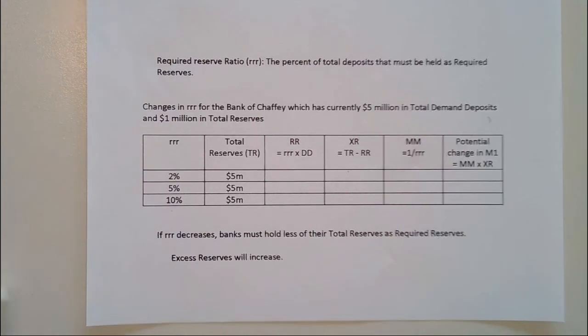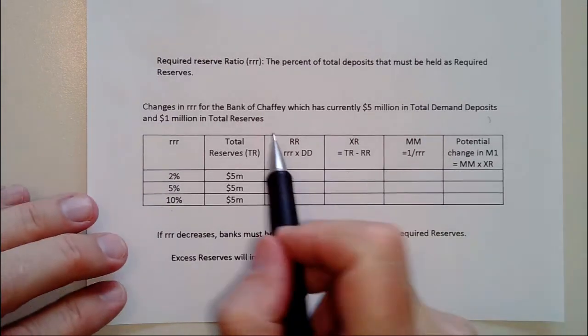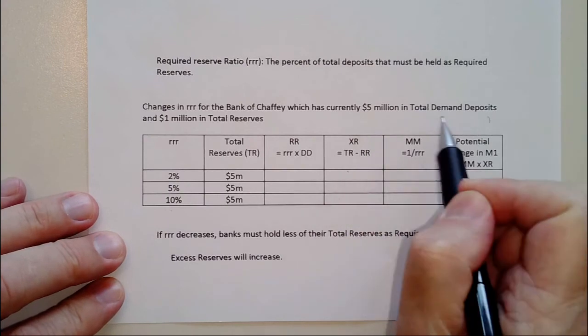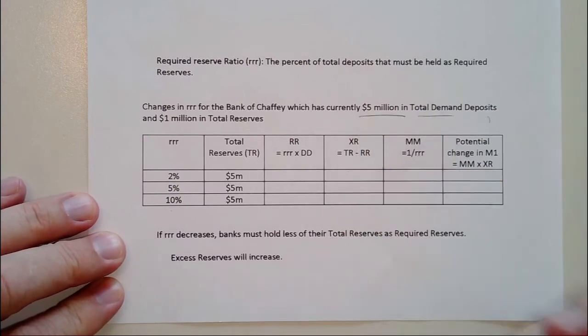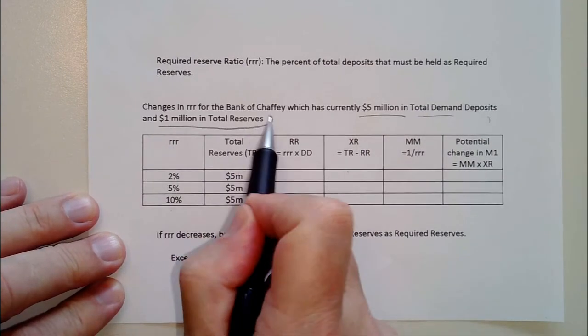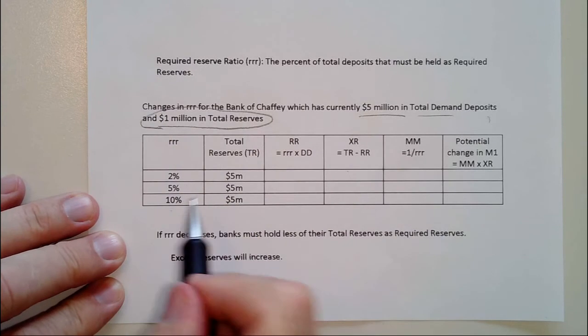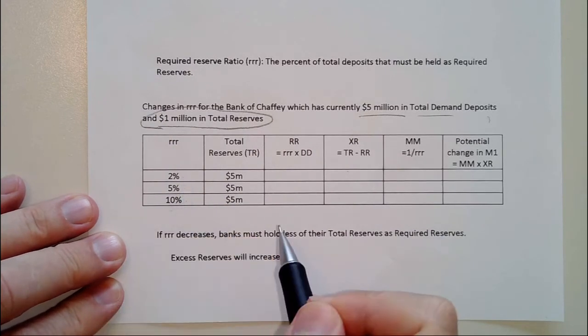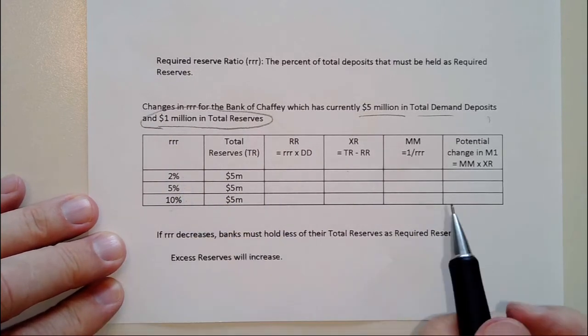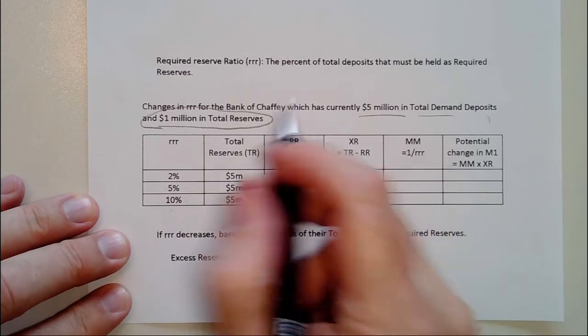Okay, back to required reserves. Let's say we have a Bank of Chaffee that currently has $5 million in total demand deposits and has $1 million in total reserves. So let's look at three different possible required reserve ratios and how that would affect this bank. So total reserves are $1 million.